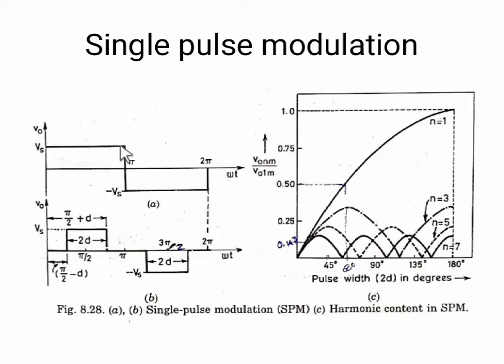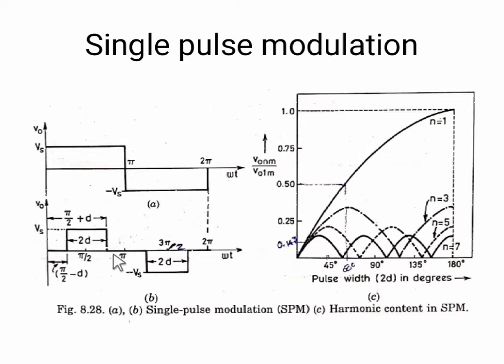Now, single pulse modulation. This is the unmodulated square wave which is obtained by the full bridge inverter. But this kind of waveform is known as the modulated waveform. That means its pulse width is smaller than the unmodulated waveform. This pulse width is 2d. By increasing the pulse width, we can increase the output voltage. The pulse width varies from 0 to pi.